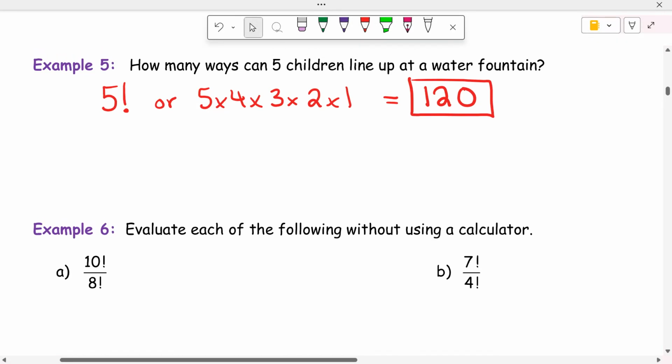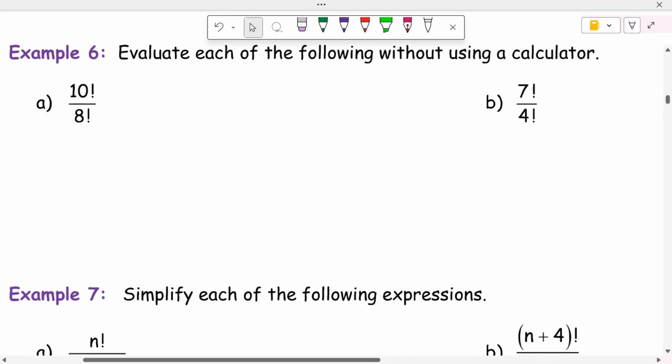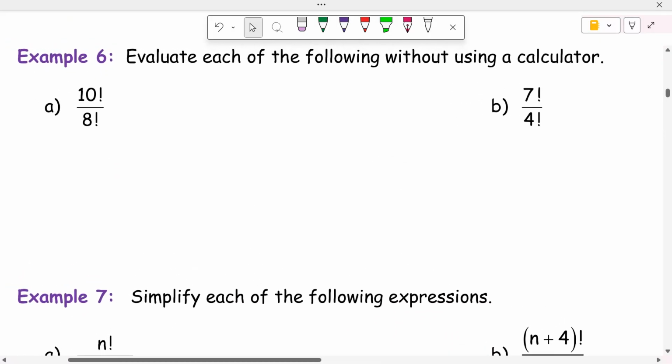If I said there's 5 children, but little Bobby has to be at the beginning, then how would I change this? It would now just be 1 times 4 times 3 times 2 times 1, or 4 factorial. If I changed the restrictions.